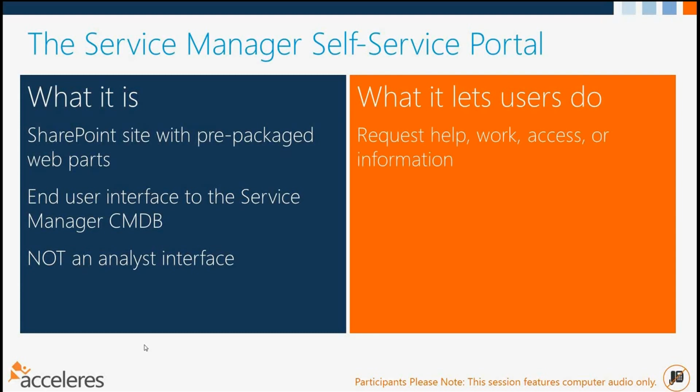So what it lets users do, and we touched on this a bit earlier, is generate incidents and requests. So the users can request help, they can request some sort of work to be done, access to some sort of resource, or maybe even just request information. They can also monitor the status of their requests at the self-service portal. They can approve or reject requests if they are recorded as an approver. So, for example, if Nick is my boss and his approval is required in order for me to gain access to something, Nick is going to be able to go to the self-service portal to approve or to reject that request.